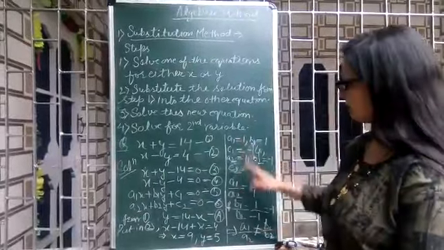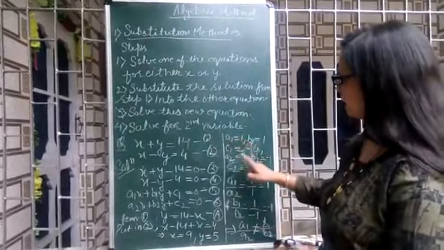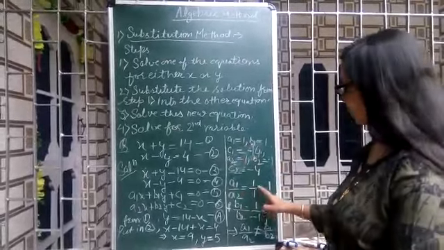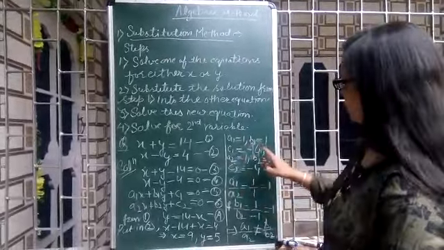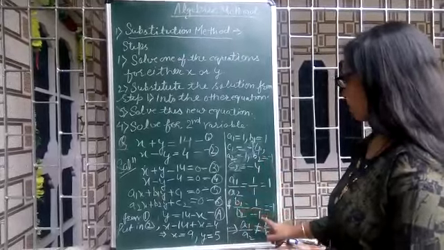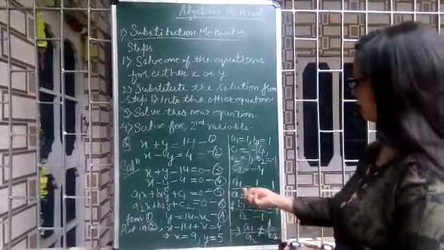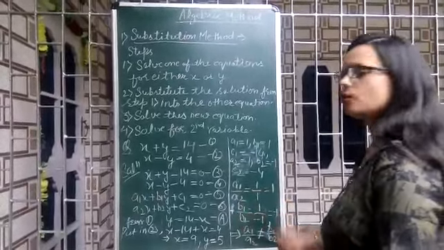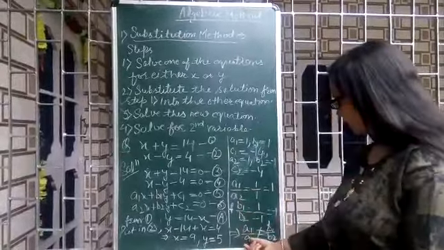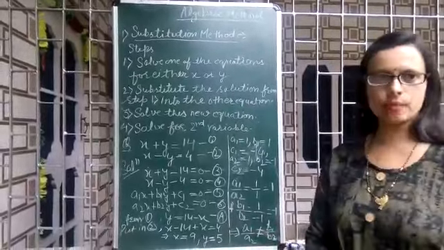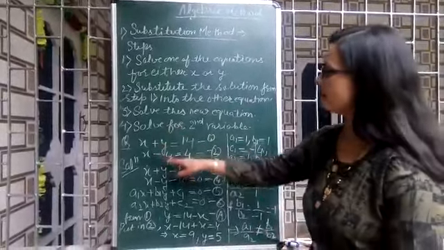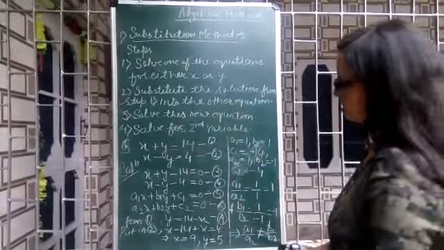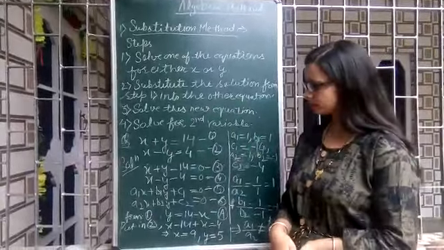First, we take a1 upon a2. Here a1 equal to 1 and a2 equal to 1. So, a1 upon a2 equal to 1 upon 1, that is 1, and b1 upon b2 is 1 upon minus 1, that is minus 1. So, a1 upon a2 is not equal to b1 upon b2. So, these equations have only one solution. Clear? So, let's solve the equations.